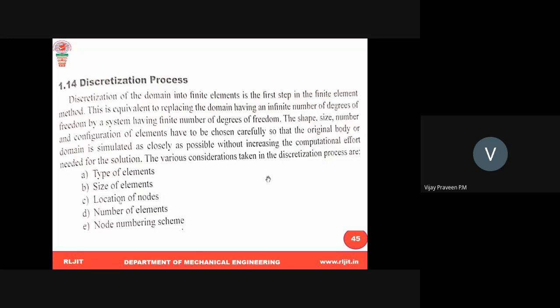So let me take up one by one now. What types of elements are there, what sizes of elements are there, how it will affect, location of nodes, how to do it, and how it will affect the number of elements. All these things we're going to discuss one by one. So the various factors which affect the discretization process are type of element, size of element, location of nodes, number of elements, and node numbering scheme.